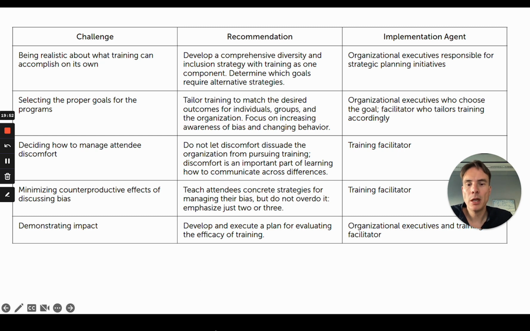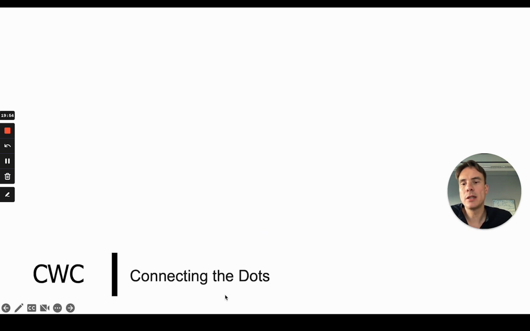So let's make sure that we think about organizations when we talk about and when we do anti-bias training or trainings that try to alleviate and reduce prejudice and racism in organizations.